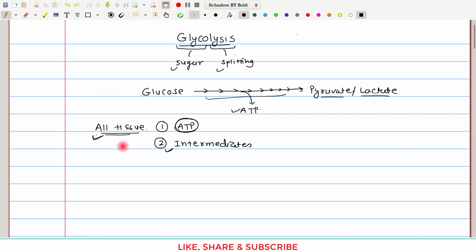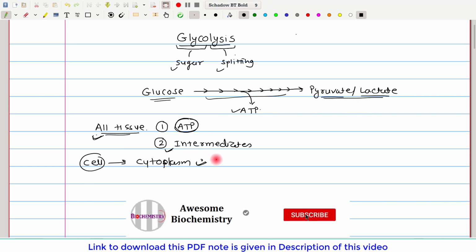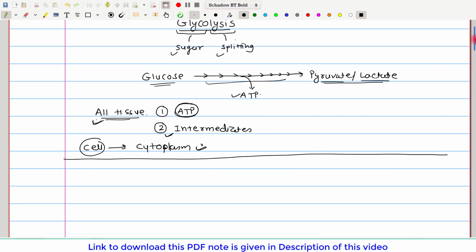Now, inside the cell, this pathway occurs in the cytoplasm fraction of the cell. Why? Because all the enzymes which are required for conversion of glucose to pyruvate or lactate are present in the cytoplasm. So now let's look at the reactions of glycolysis.